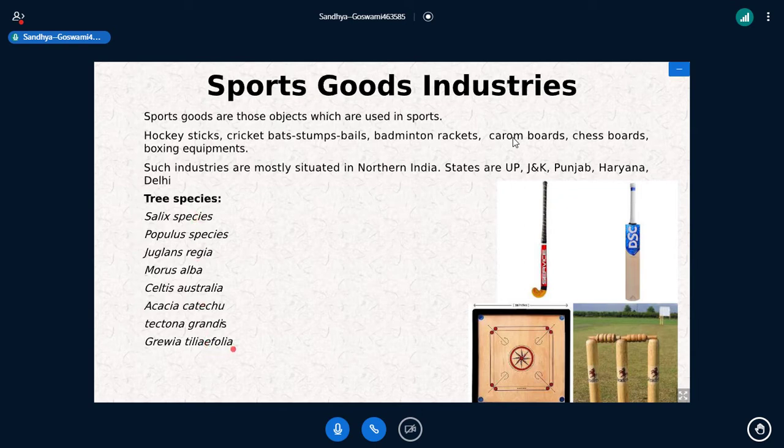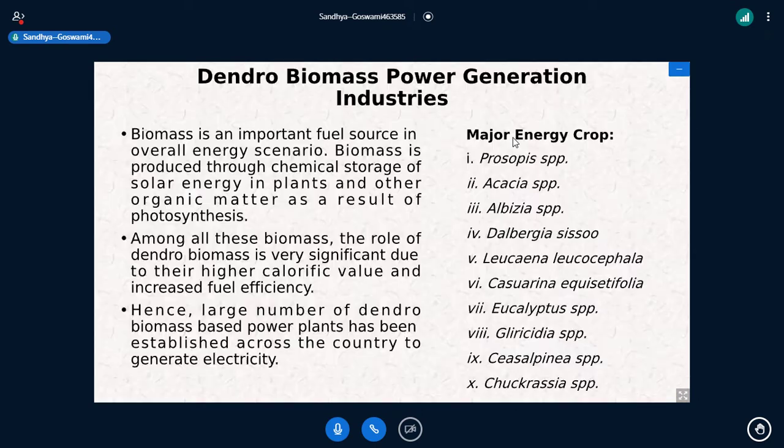And these are the species most popular for sports goods: Salix species. Cricket bats are mostly made from Salix or Juglans regia. Juglans regia, you know akhrot, walnut, right? So Juglans regia and Salix, these two are very famous. Then poplar species, Morus alba, the mulberry plant and its wood, Celtis australis, Acacia catechu, teak, Tectona grandis, Grewia tiliifolia. These are the important species used for the sports goods industry. Among them, Salix, poplar, Juglans, Morus are most common. Okay, so these are a few names you should remember when we talk about sports goods.